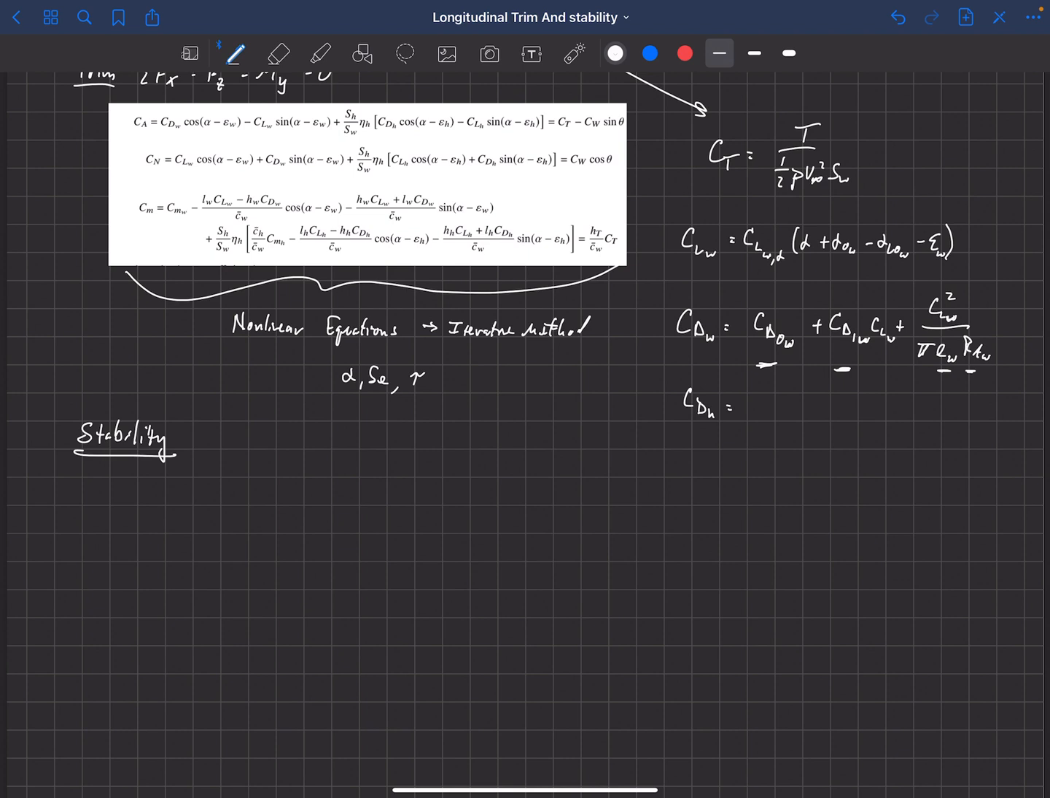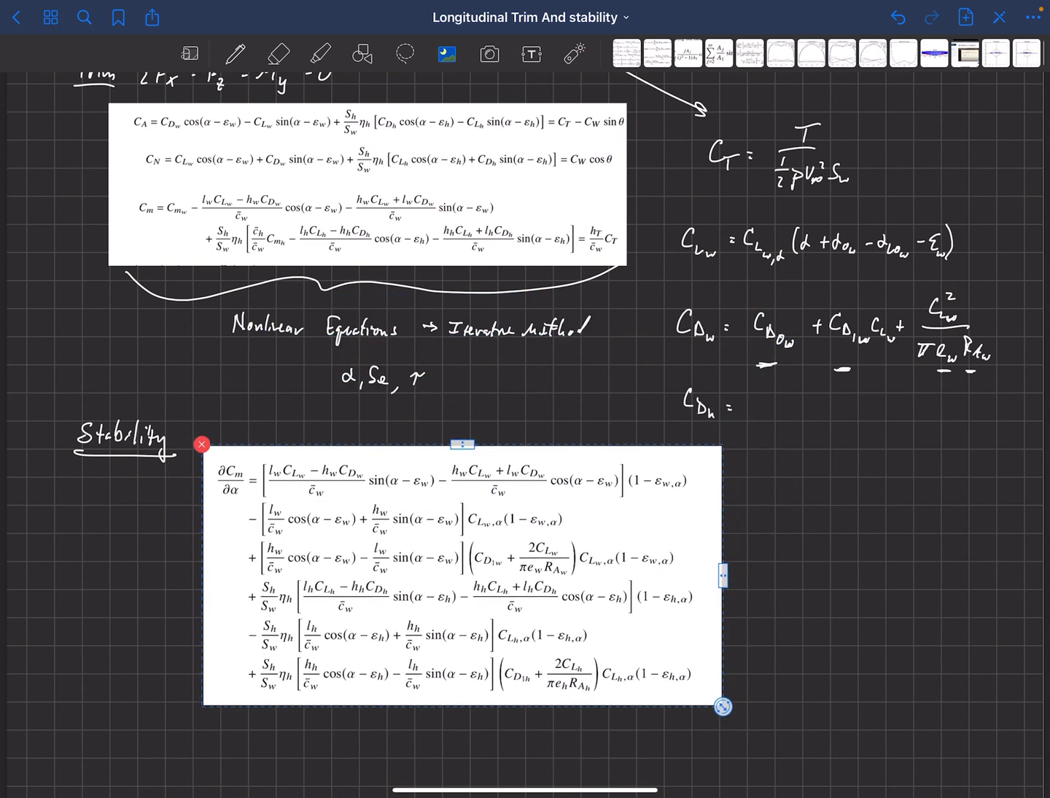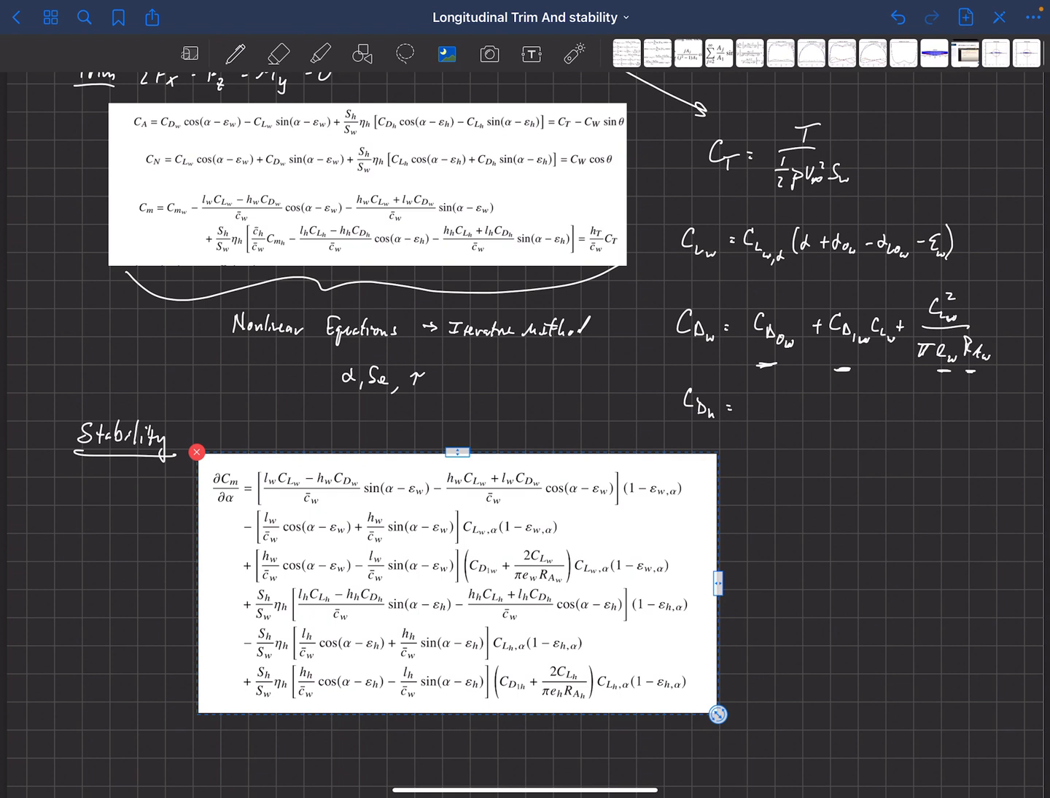And so you can take the derivative of this equation here, the pitching moment, with respect to alpha. And rather than work through that, again, I've typed out what the solution would be. And so here's the pitch stability derivative. Again, a bit involved. And again, we're going to see that this is nonlinear.